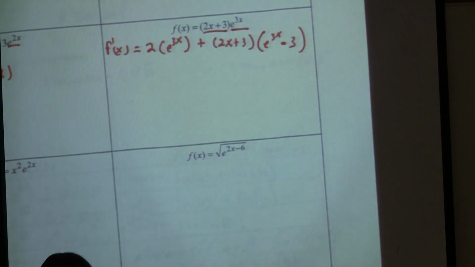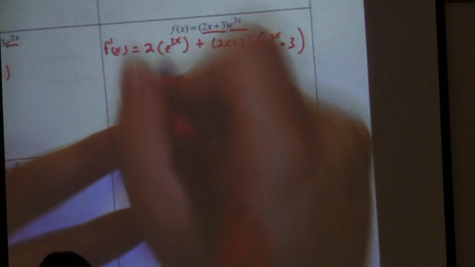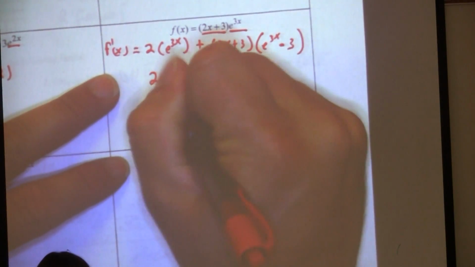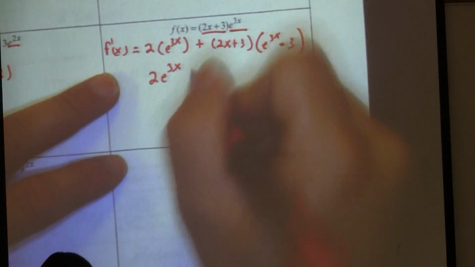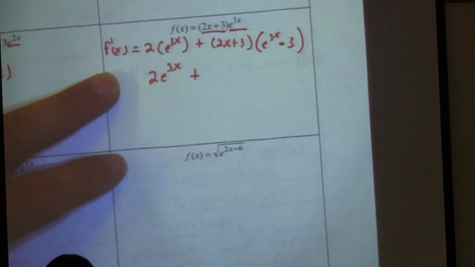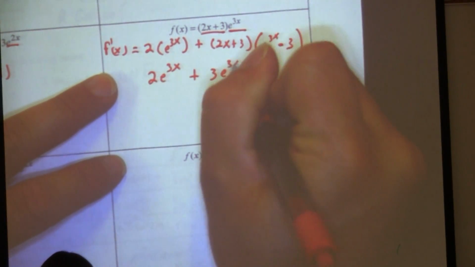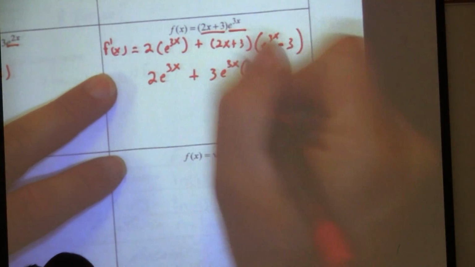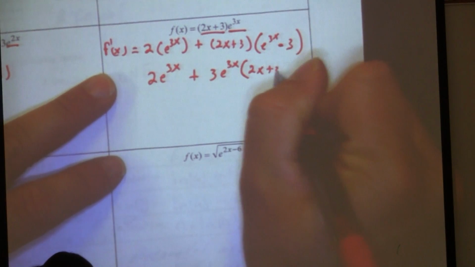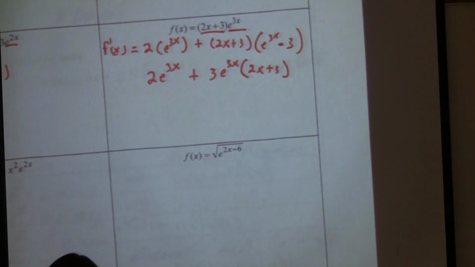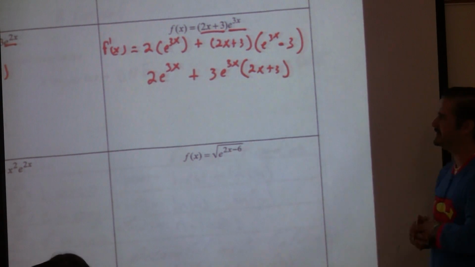Okay, so let's see if we can simplify some of this. Here we get 2e to the 3x, plus 3e to the 3x times (2x plus 3). I just put that part in the front and put the other one on the other side. Is that okay? I didn't actually multiply or do anything.